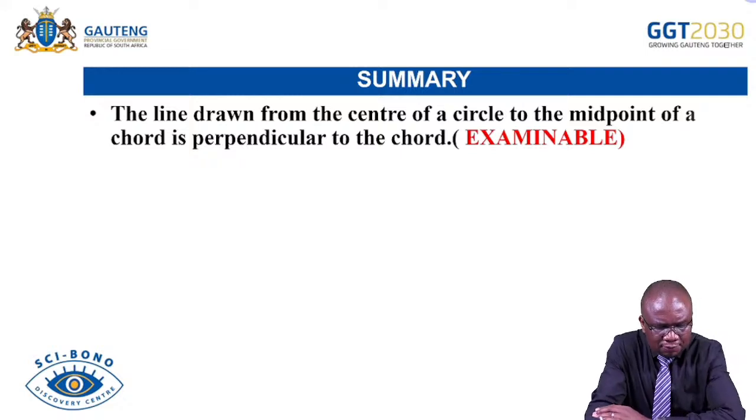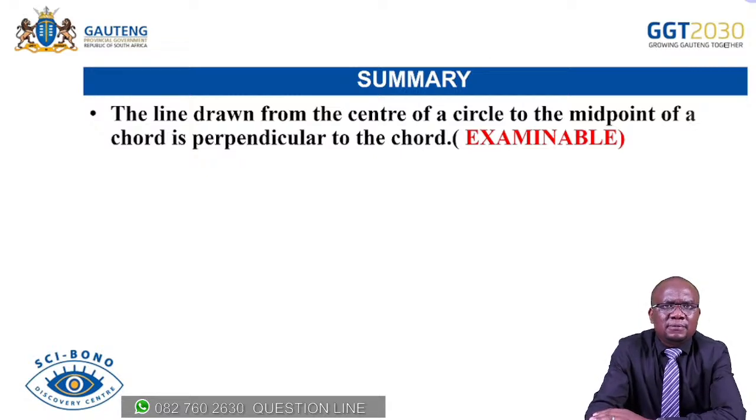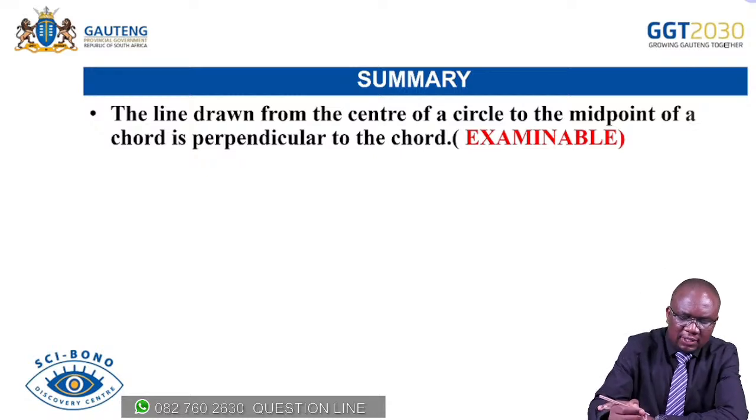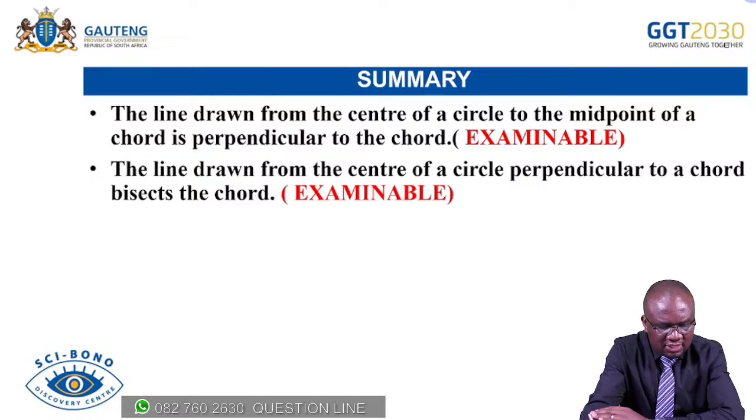The line drawn from the center of a circle to the midpoint of a chord is perpendicular to the chord. A line drawn from the center of the circle to the midpoint of the chord, what does it do? It is perpendicular to the chord. Right. And this is examinable. You can find this proof in the exam.